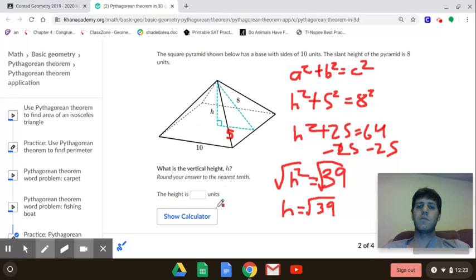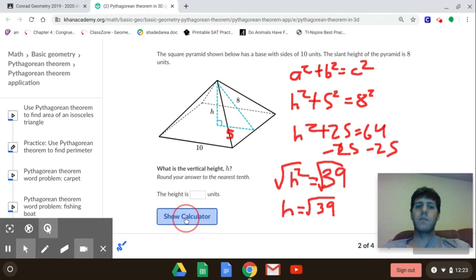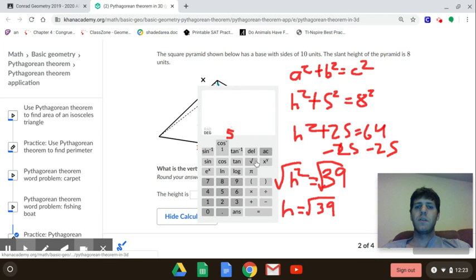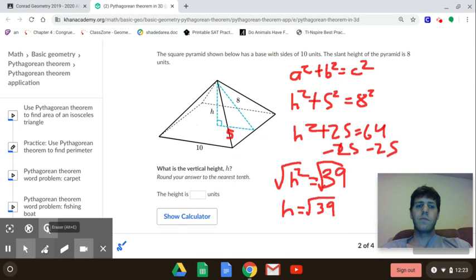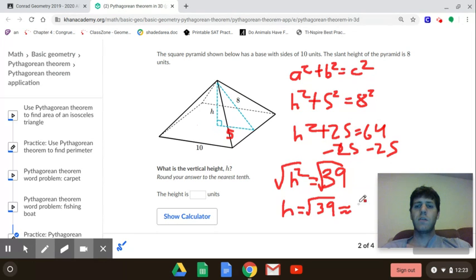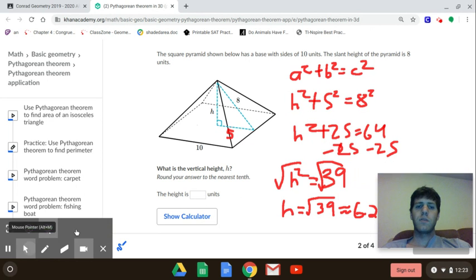It wants our answer rounded to the nearest tenth, so that's one decimal place. So we're going to do square root of 39, and that's going to give us 6.2. So that's approximately 6.2. Let's put our answer in.